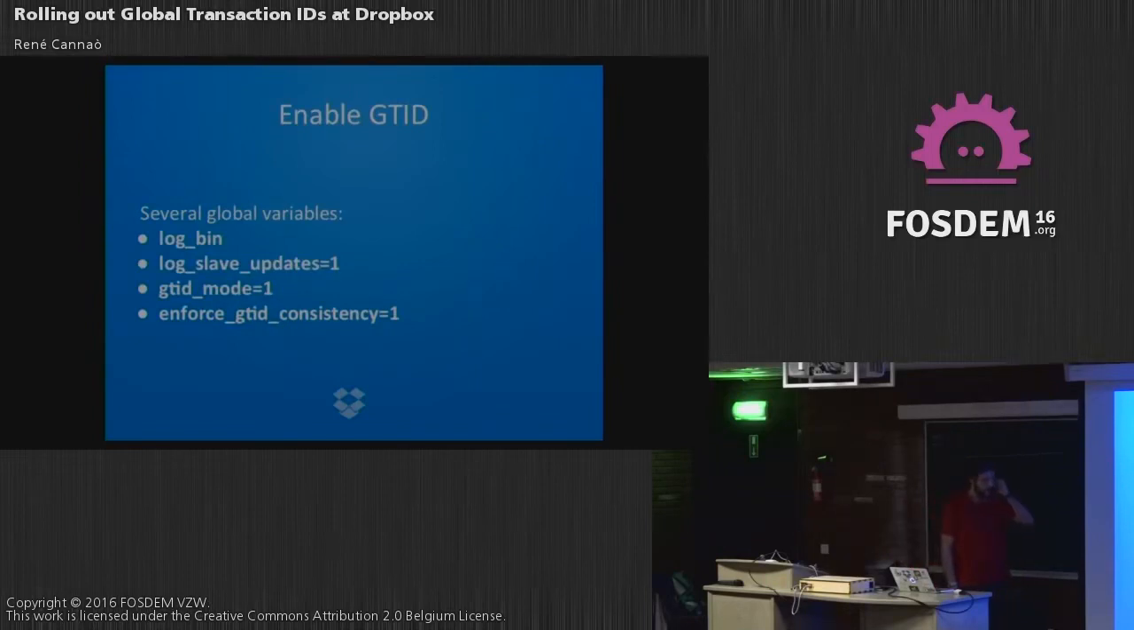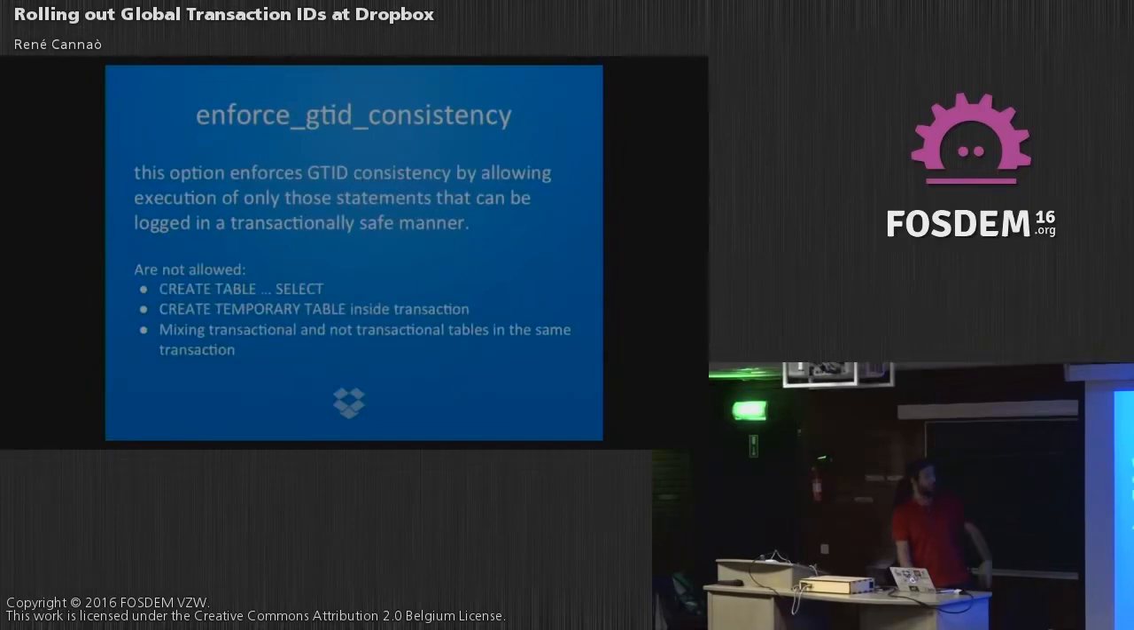And then there are two other variables, that is gtid mode equal on, that basically means nothing more than enable GTID. And then there is enforce gtid consistency. A quick slide about what enforce gtid consistency means: the server that has it enabled can only execute the statements that are safe in a transactional model. So this means that you cannot run queries like this one. So like a create table from a select, or a create temporary table within a transaction, or have a transaction that mixes transactional and non-transactional tables, because it's not transactional safe.